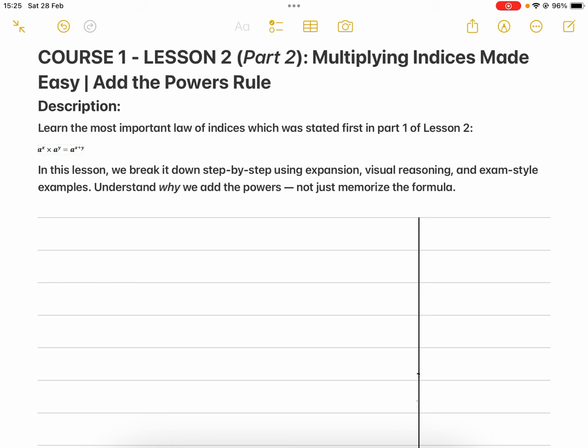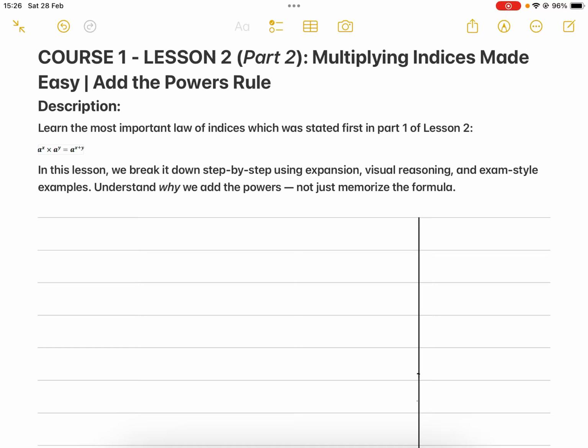In this lesson, we break down the law that was introduced in the first part of lesson 2. The a raised to power x multiplied by a raised to power y, which is equal to a raised to power x plus y. This lesson will help you to understand why we add the powers, not just memorize the formula.